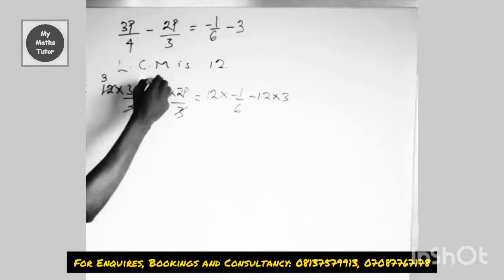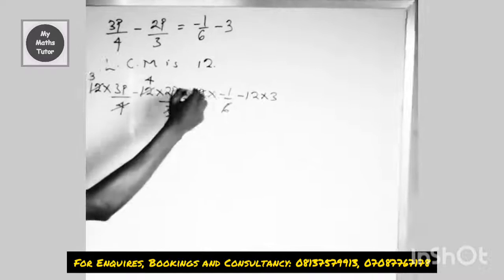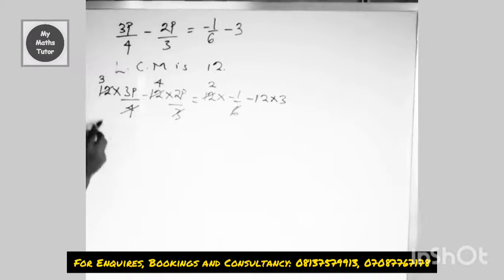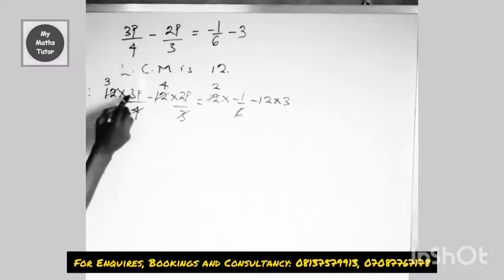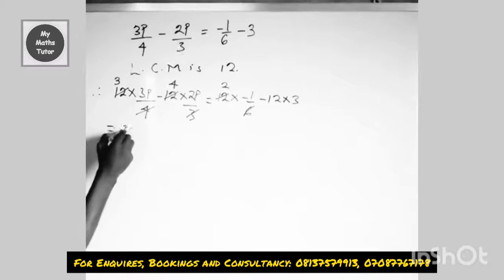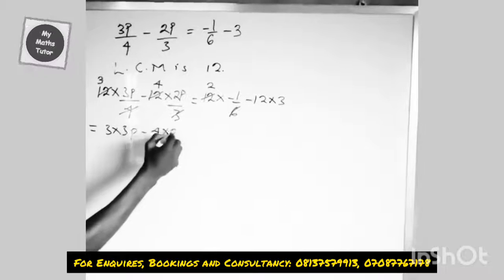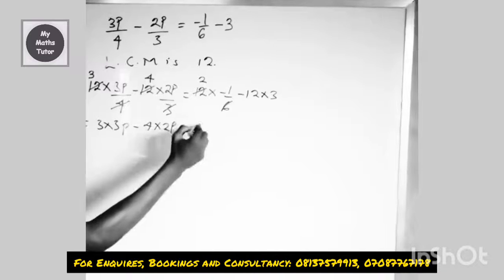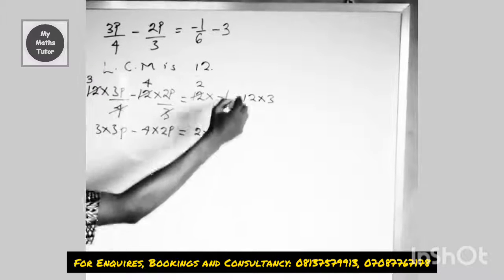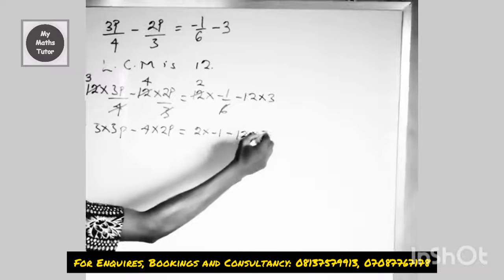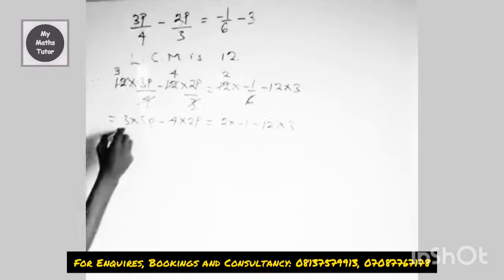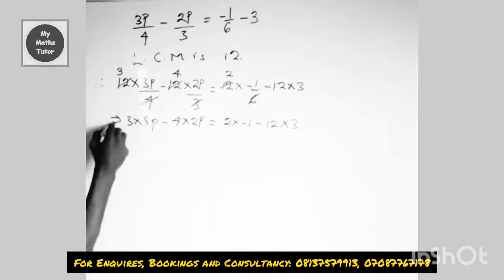4 into 12 is 3, 3 into 12 is 4, 6 into 12 is 2. And this in turn gives us 3 times 3p, then minus 4 times 2p, equals 2 times minus 1, minus 12 times 3.